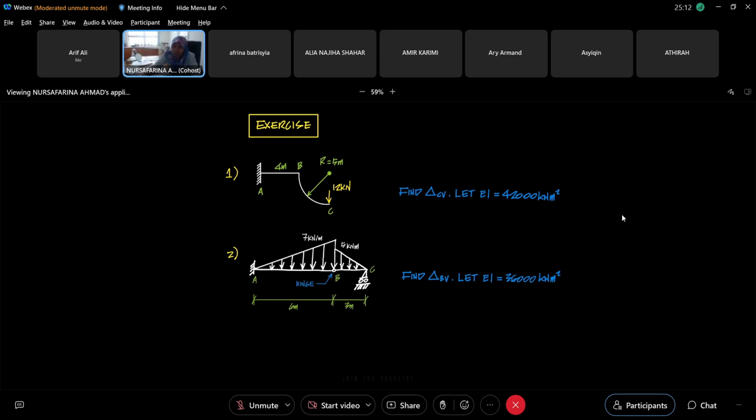So now, number 1, find deflection at C, and number 2 is find deflection at B. The majority for a beam, you find the vertical deflection. There is rarely horizontal, unless you have a diagonal load, an inclined load. Then there can be horizontal. It is rare for a beam if the load is vertical.